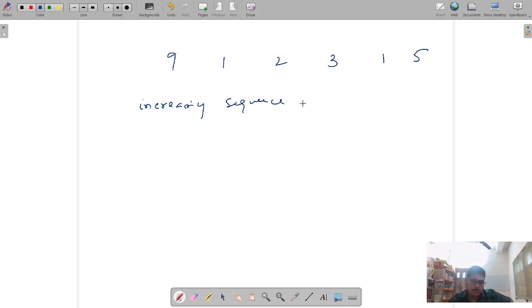Increasing sequence, which is my answer. But is it only increasing sequence? Yes, there are many answers, right? So if I give you answer 1, 2, this is also an increasing sequence. If I give you the answer as 1, 2, 3, there is no problem with each element. Each element can see their respective fronts, right? So 1, 2, 3 is another answer. So 1, 2, 3, 5 is another answer, right?